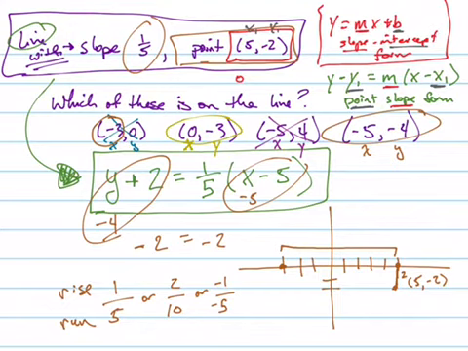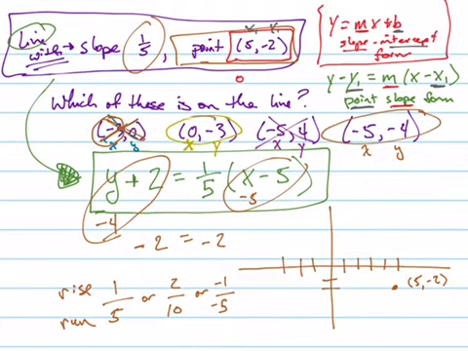And how much did I run to get to -3? I ran 5, 6, 7, 8. I ran 8. Is that rise over run the same as 1/5? Rising 2, running, actually it's rising 2 and running -8, right? Because I'm going up and then to the left. So is that the same as 1/5? No, it's not. So this point, that first point, didn't work.